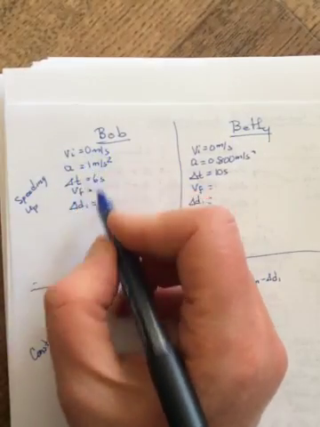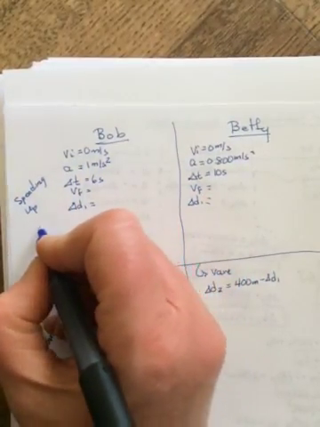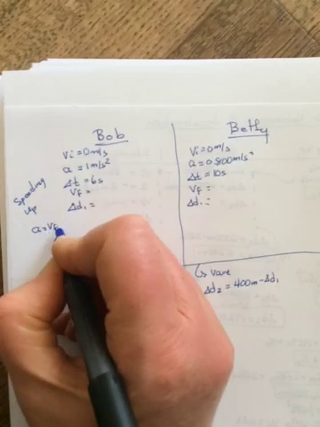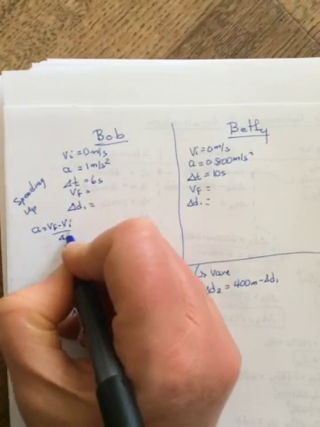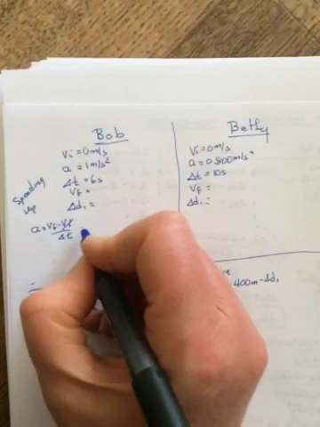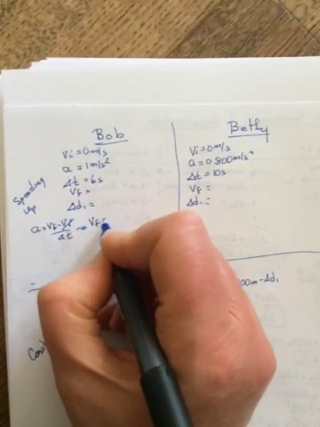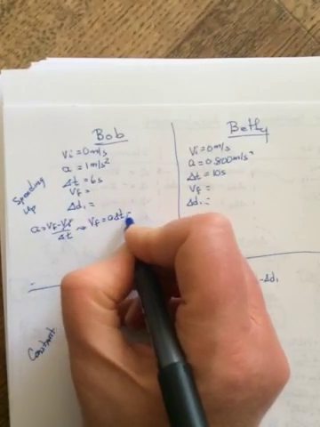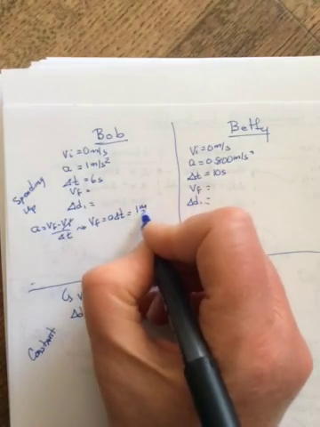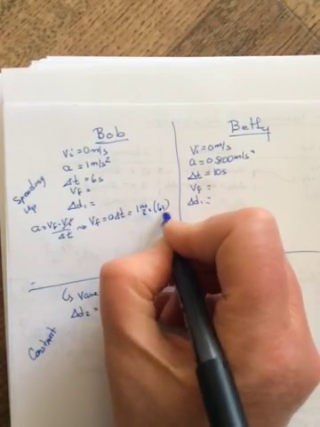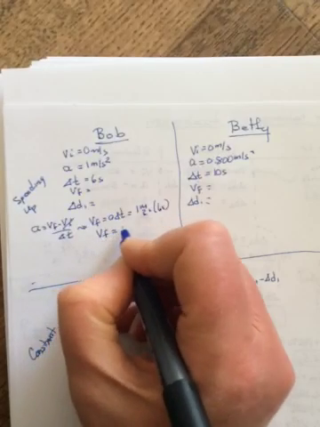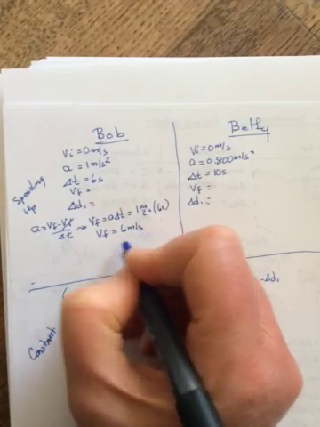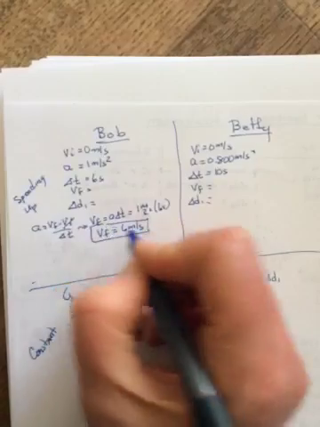So you know A equals VF minus VI over delta T. VI goes to 0. So VF is just going to equal A delta T. So for Bob, it's 1 meter per second squared times 6 seconds. So Bob's VF is 6 meters per second. Okay, that's his top speed.